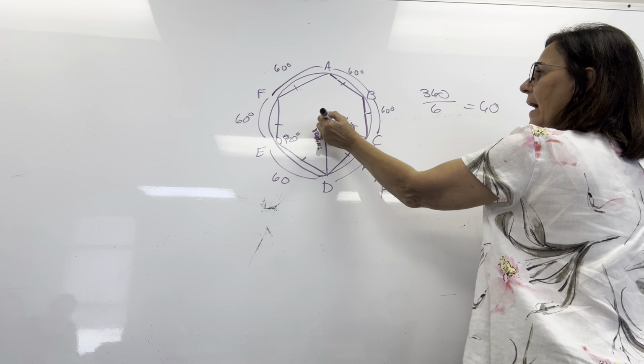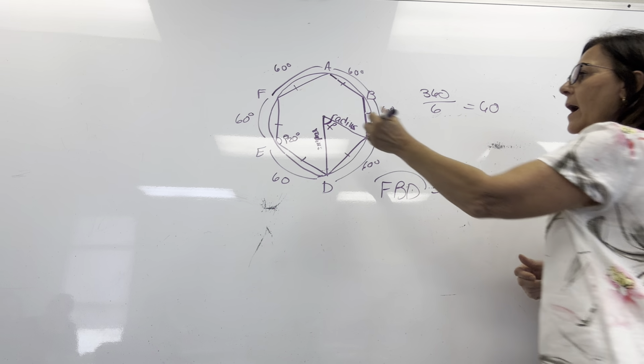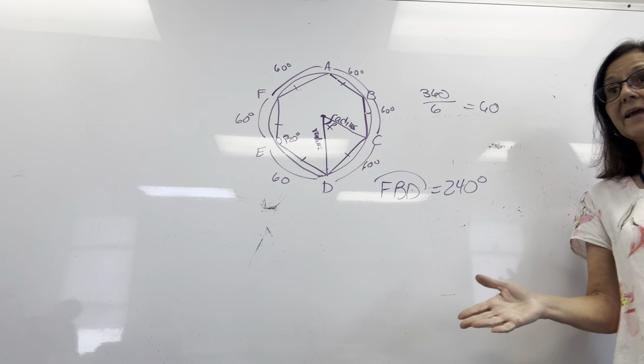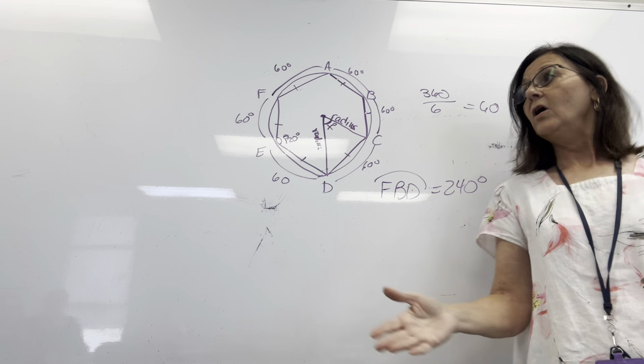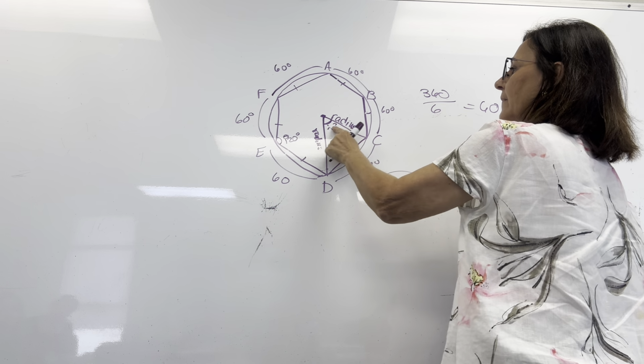Could I figure out this angle? What kind of angle is this? Central. That's a central angle. And a central angle, how does it relate to its intercepted arc? It's equal. So what's angle X? 60, all right?